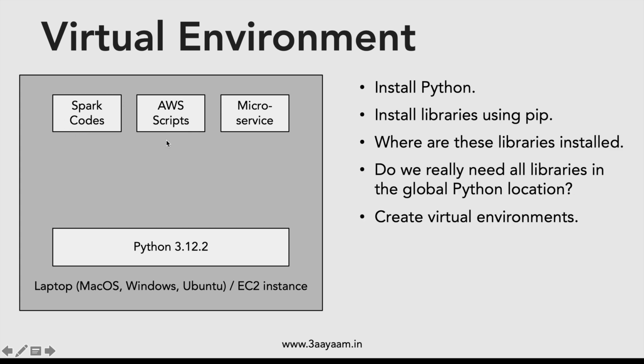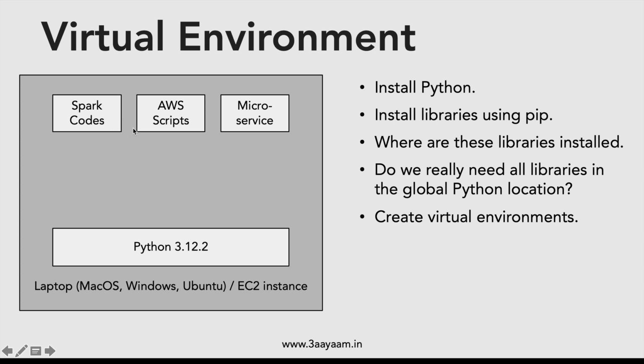For example, let's say I have 3 folders in my machine. It can be an EC2 instance or Mac OS or Windows machine, does not matter. I have installed Python and pip because that will be needed. So I have 3 folders. One contains Spark codes, the other contains AWS scripts, and the other contains microservices. Now for Spark code, I'll need only the PySpark library in this particular folder. I'll not need anything else.